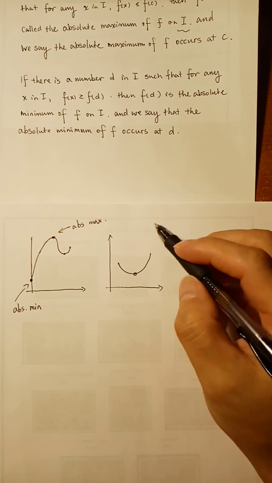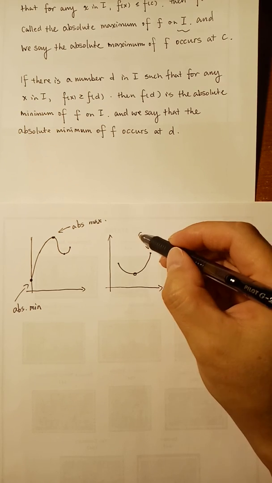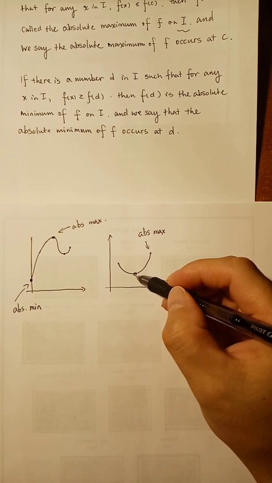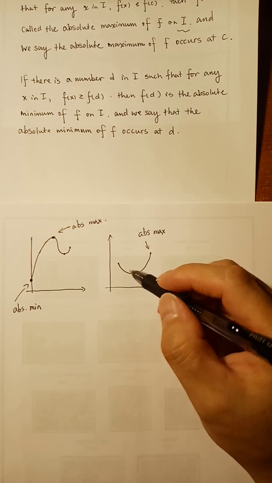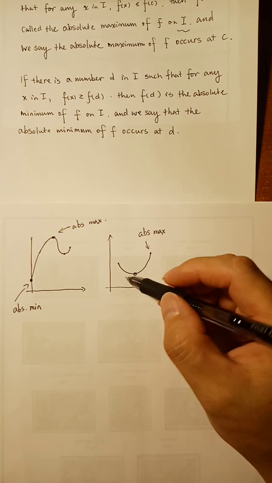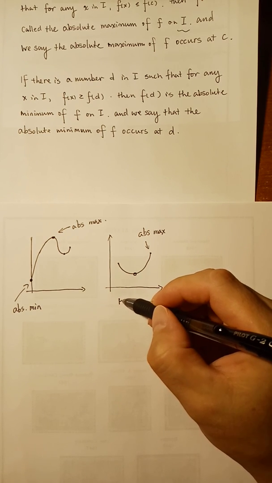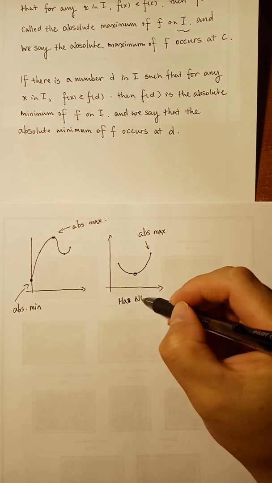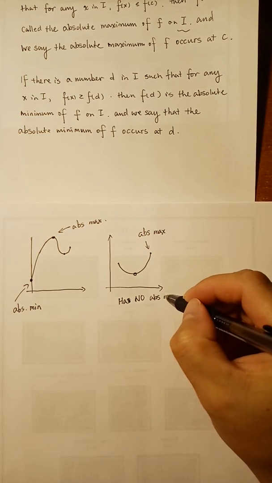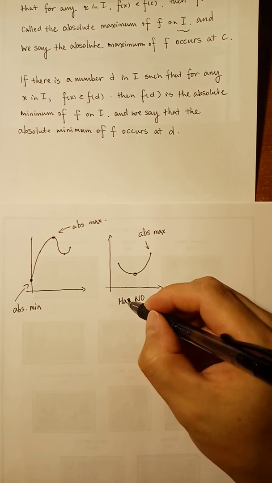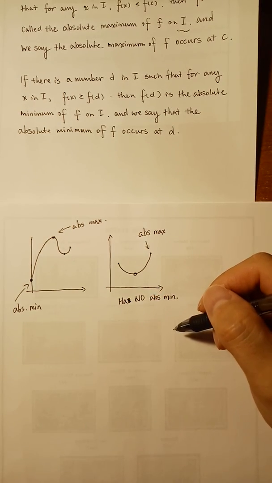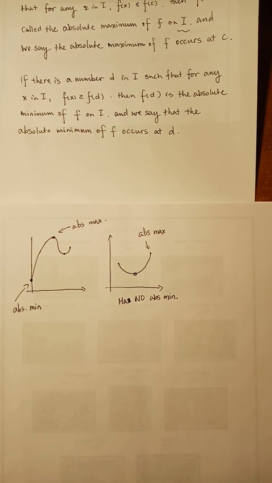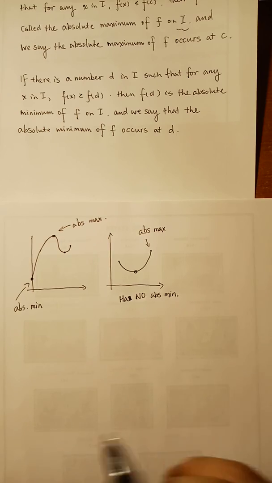And when you have some graph like this, you will check this is the absolute maximum. And this point is supposed to be the absolute minimum, but it's missing. So this function has no absolute minimum. So not every function has an absolute minimum or an absolute maximum.